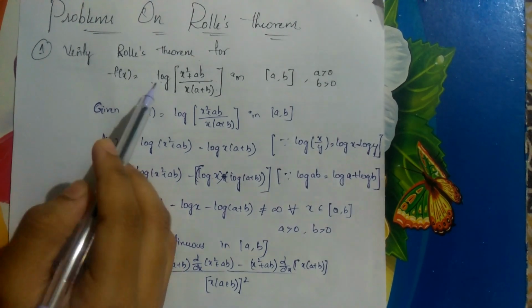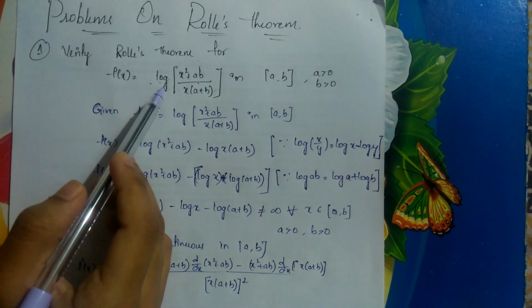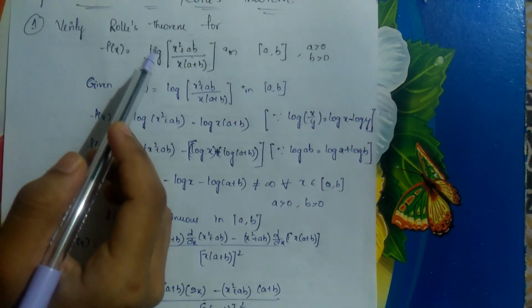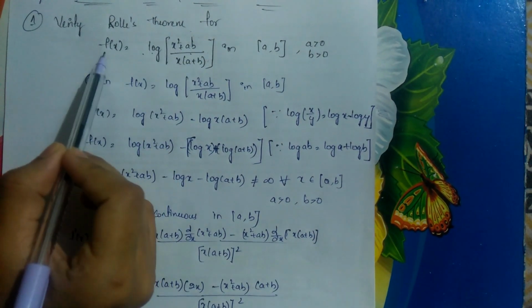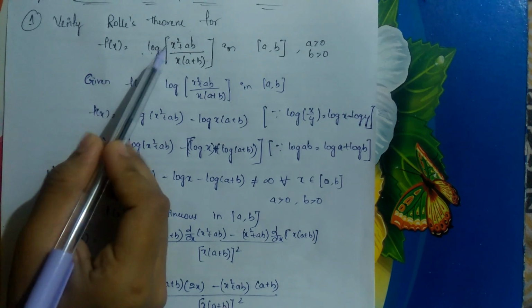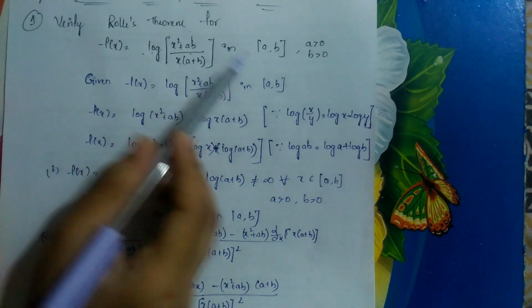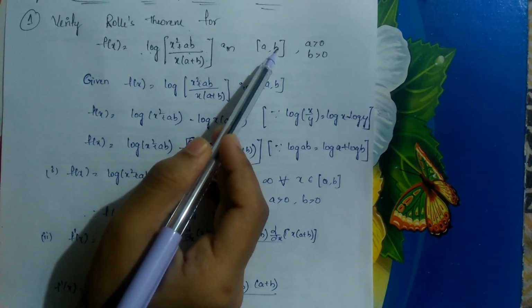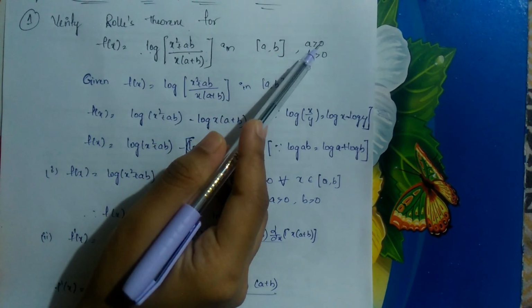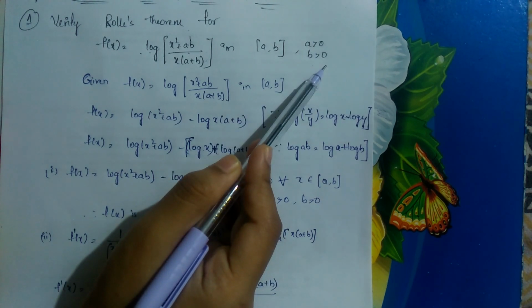Here we go with a few problems on Rolle's theorem. First question we have: verify Rolle's theorem for the function f(x) = log of (x² + ab) / (x(a + b)) in the given interval [a, b], where a is greater than 0 and b is also greater than 0.